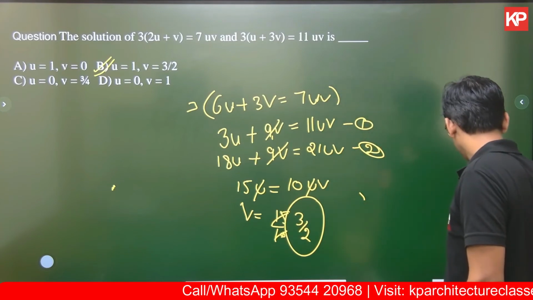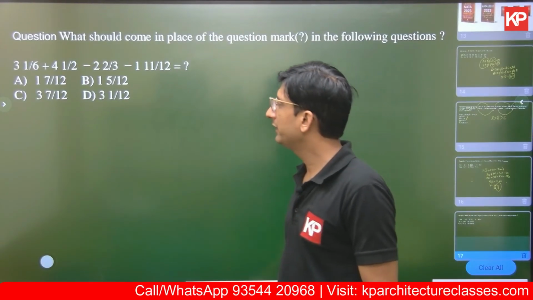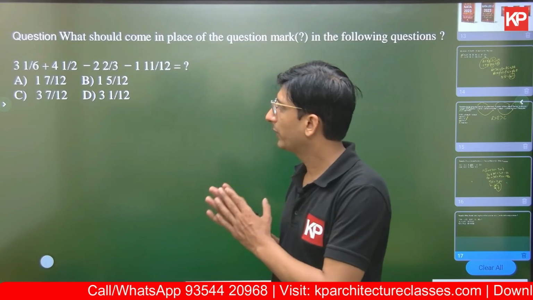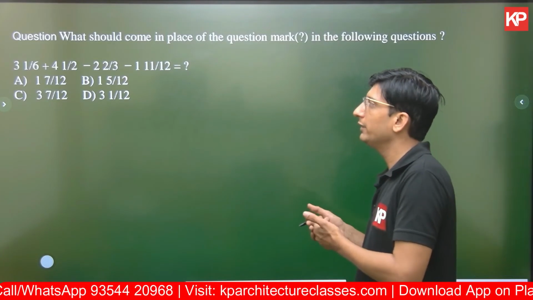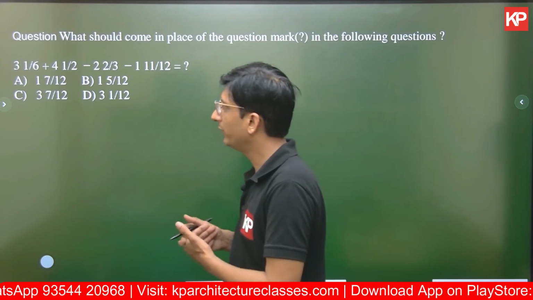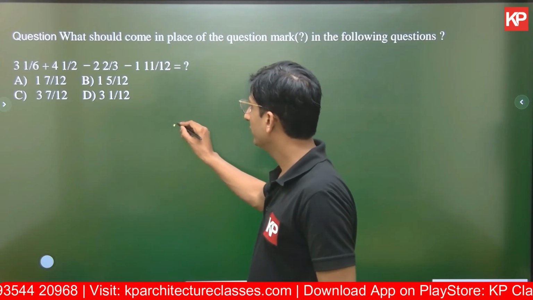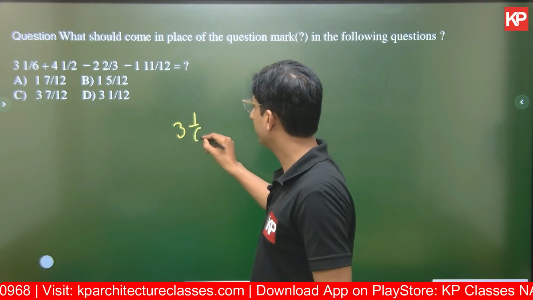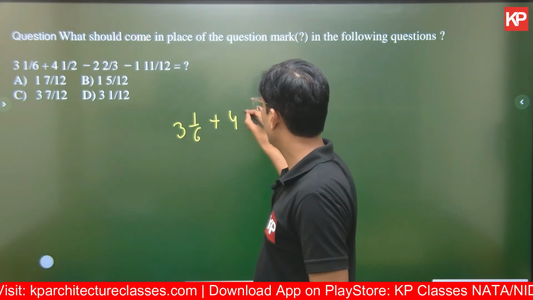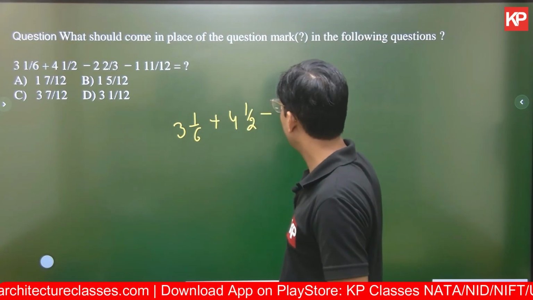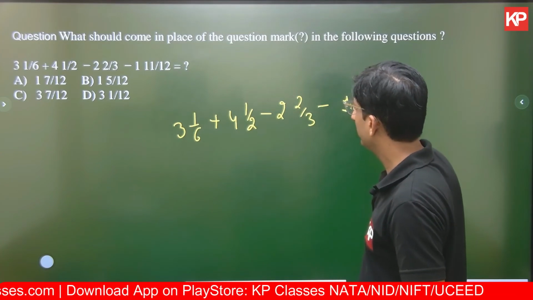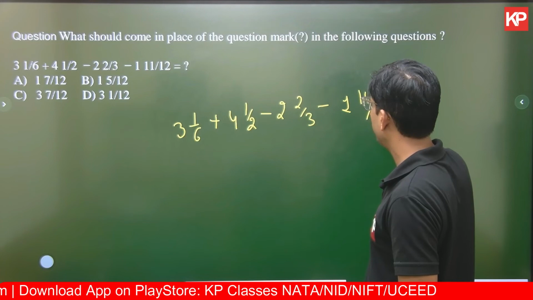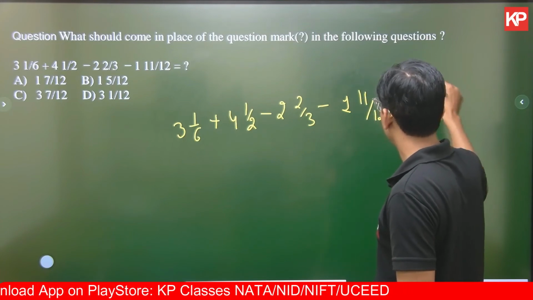Now moving to the next question. So this is 3 1 by 6 plus 4 1 by 2 minus 2 2 by 3 minus 1 11 by 12 is equals to x. I am giving this equation here. Find the value of x.